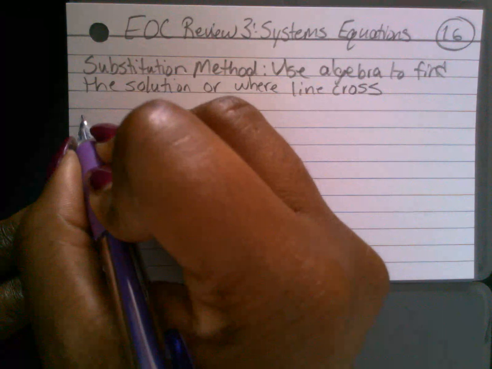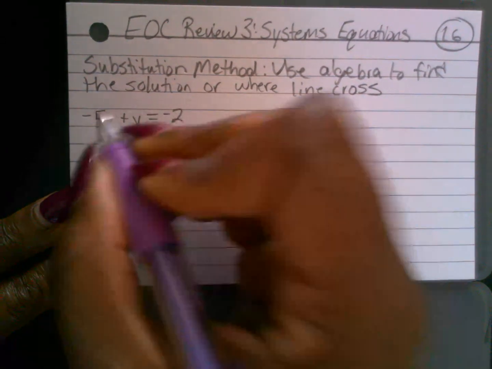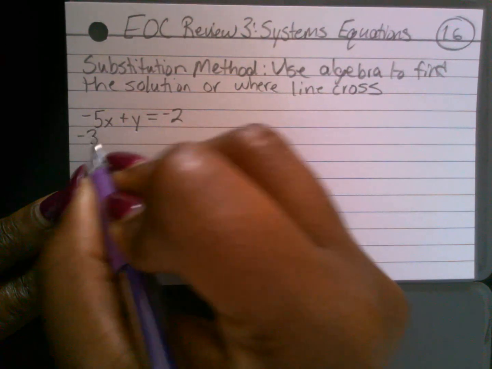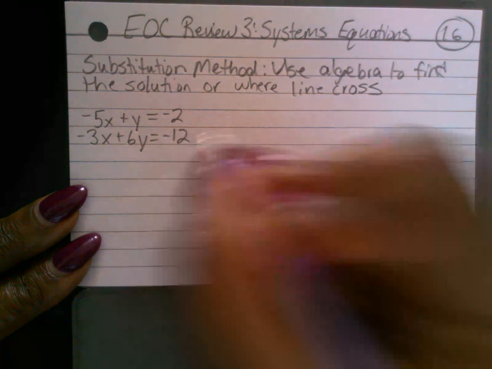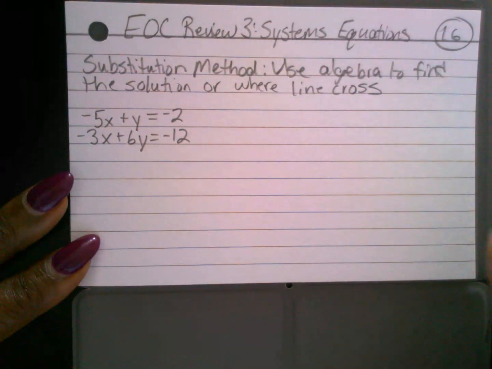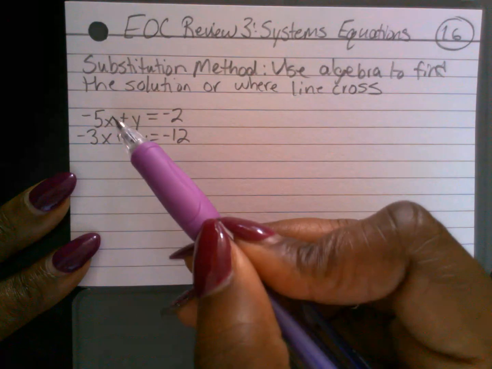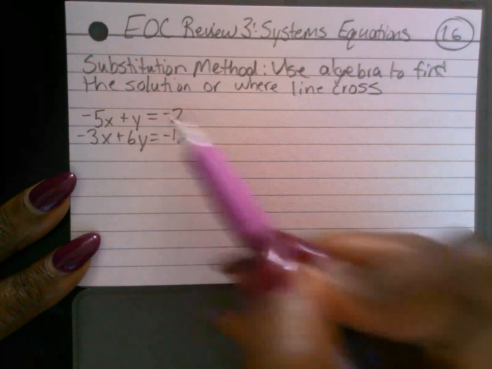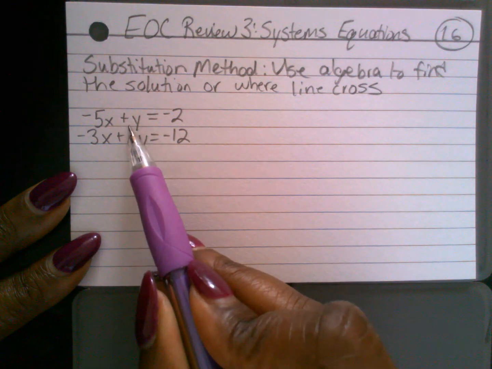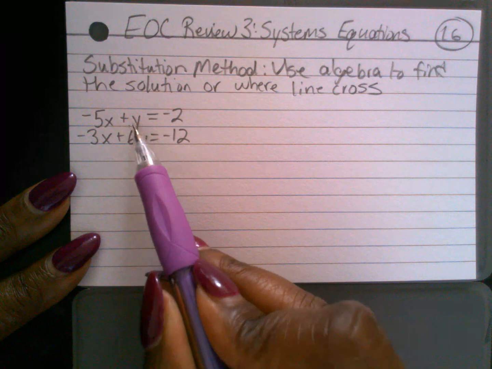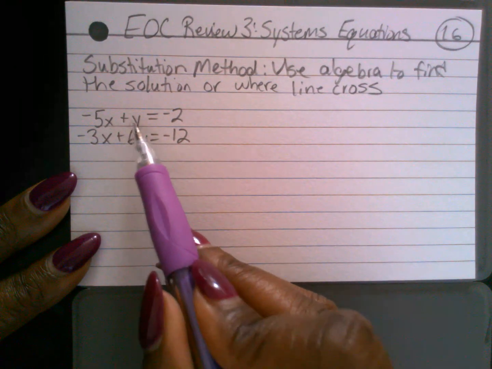All right, so this is an example. You got negative 5x plus y is equal to negative 2. Negative 3x plus 6y is equal to negative 12. To use the substitution method, the first thing you're going to do is isolate either the x or the y in either one of the equations. The easiest to isolate is the y in the first equation because there's nothing in front of that y. Nothing is attached to the y.